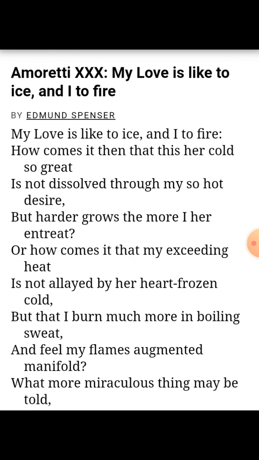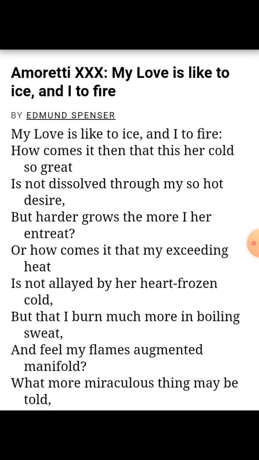How comes it then that her cold is so great? If I am fire, why is she not melting? Why is it happening? Why is she not dissolved through my so hot desire? But harder grows the more I her entreat, and she grows harder. She is steadfast as my urge increases, and it is a very paradoxical situation. So in the first quatrain, the poet compares himself to fire and his beloved to ice, and he wonders why the ice is not melting, why my beloved is not responding to my urge of love.